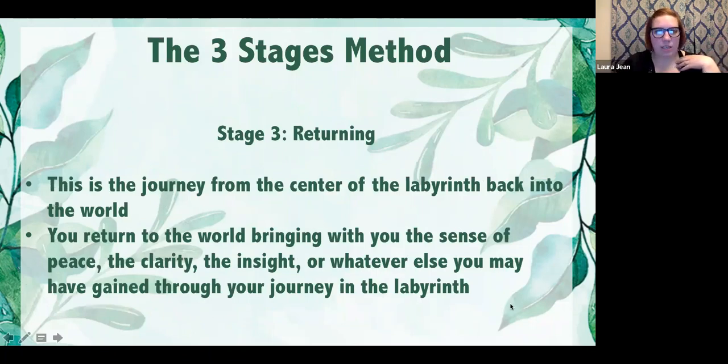And then the final stage is returning. So this is just your journey back out from the center of the labyrinth back out into the world. So you return to the world, bringing with you the sense of peace, the clarity, the insight, whatever else you think you may have gained through your journey into the labyrinth. So one of the other ones we went over was leaving something in the labyrinth, but you can also focus on what are you taking away from the labyrinth. So again, very adaptable to your preferences, your situation, whatever you're looking to get out of it, it's going to be different for each of us.